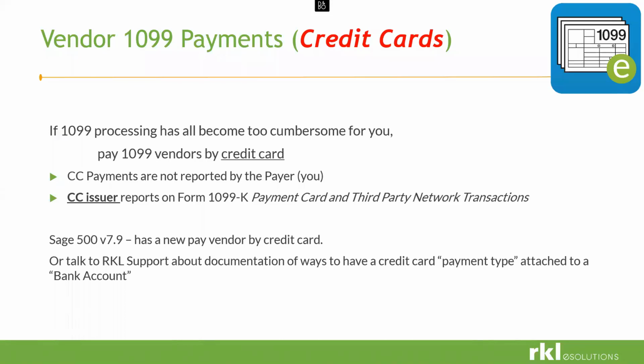So it's kind of a gap in their reporting, but everything that people are reading says, yeah, you pay via credit card, you're done with your 1099. And version 7.9, which is also known as version 2018, of Sage 500 has a credit card vendor payment method set up in it. If you are on an earlier version, shoot an email to support.